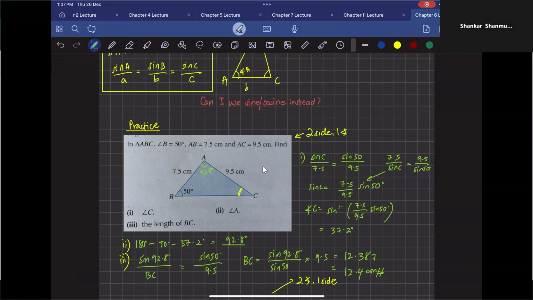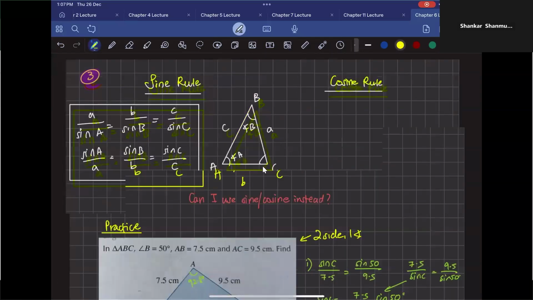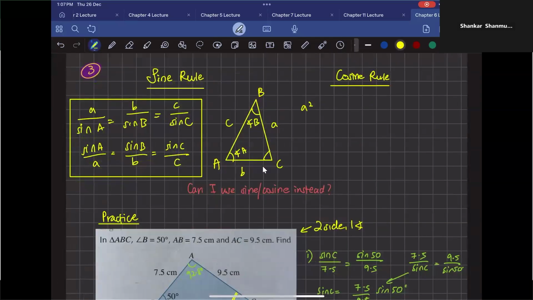If you need, take a quick break and then we will continue with the cosine rule. Okay, so your cosine rule says a square equals b square plus c square minus 2bc cos A.